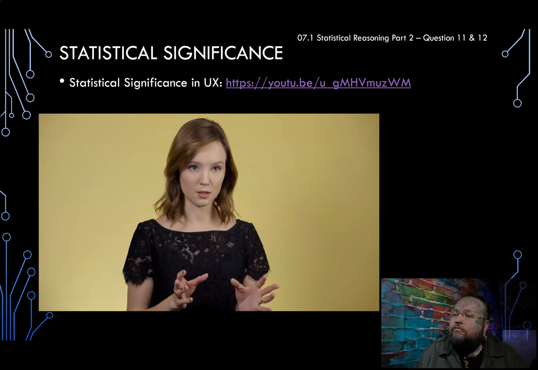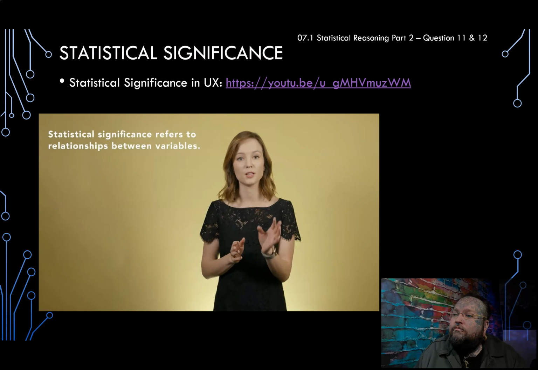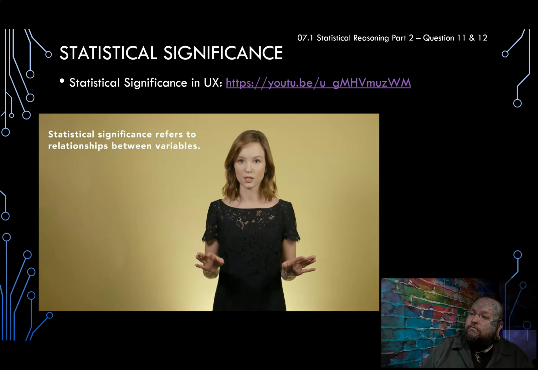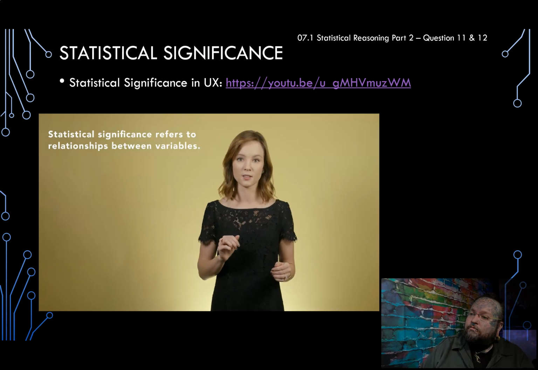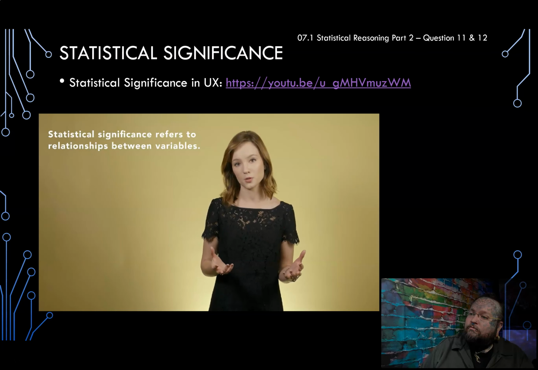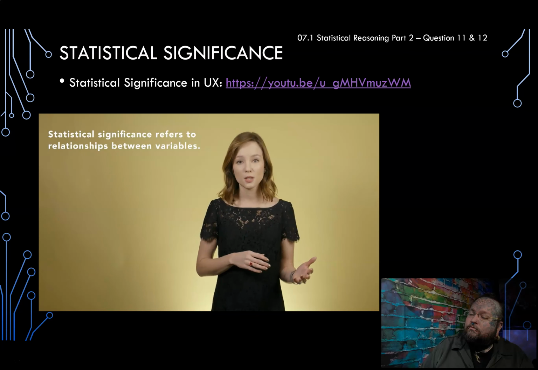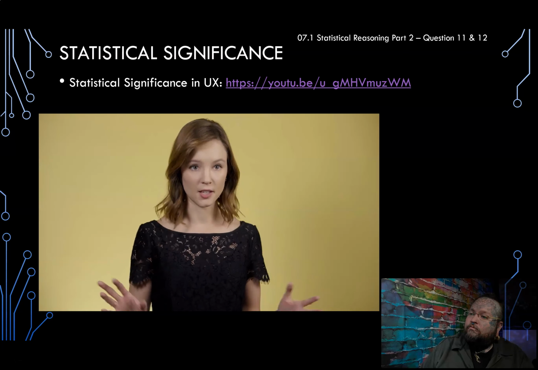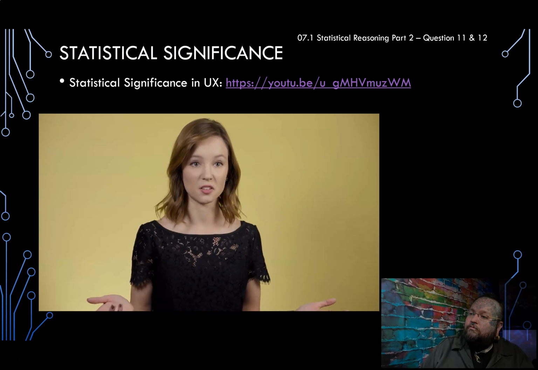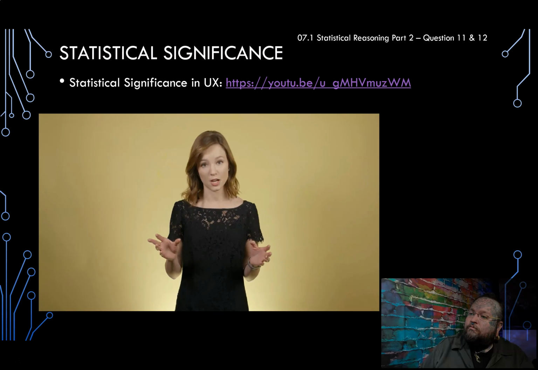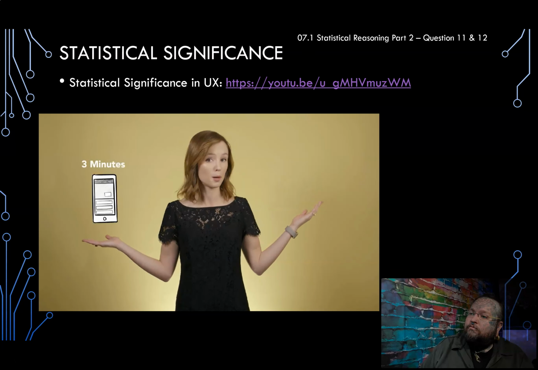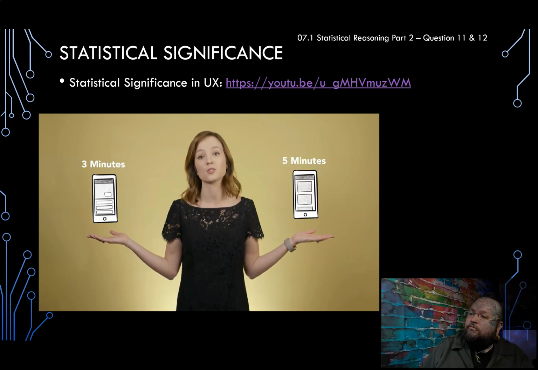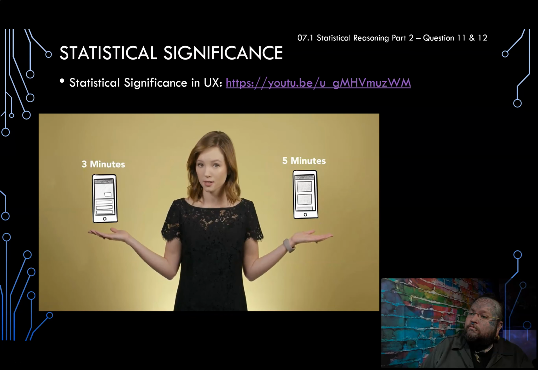Here's one thing that sometimes confuses people. Statistical significance refers only to comparisons. You wouldn't determine statistical significance for a single set of data. Let's imagine that I run a quantitative usability test, and I find that my users on average took 3 minutes to complete a task. I wouldn't be able to say that that 3 minutes is statistically significant. But I could compare the average time on task for my product to the average time on task for my competitor's product, and I can determine statistical significance for that relationship between the two products.